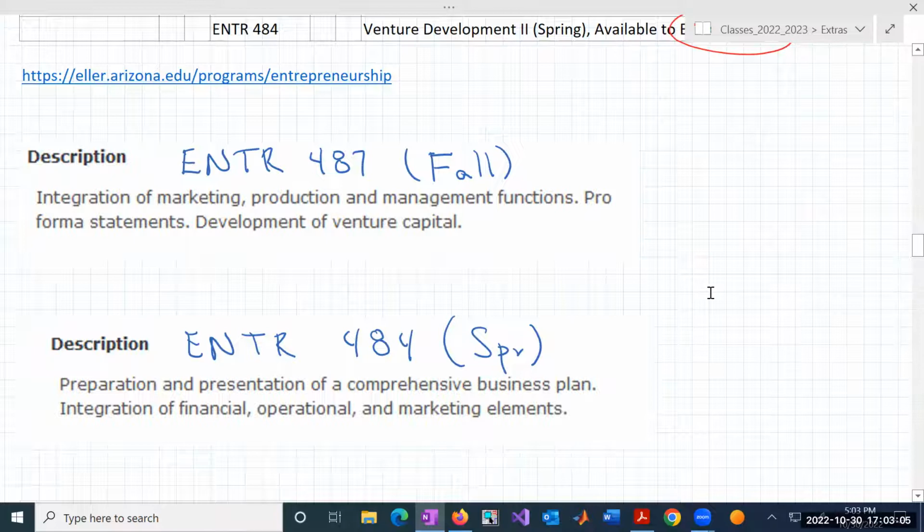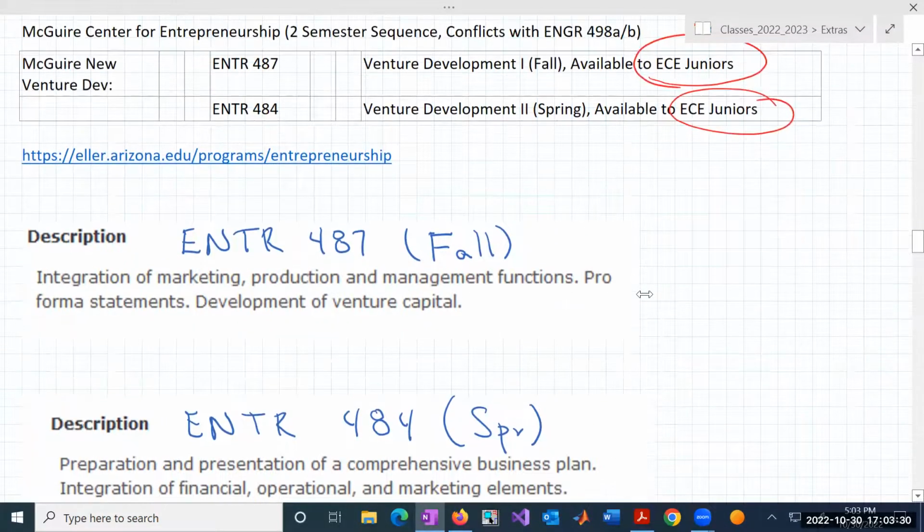And this allows you to go from some idea or concept, understanding, okay, is the market going to be open to this particular idea? How do we understand the market? And how do we put together a business plan, integrating all of the different features financially, operationally, and marketing? Those are what you learn, and you really do this 1-year sequence that allows you to go from concept all the way through to possibly creating a viable business.